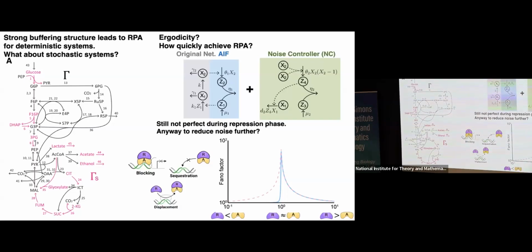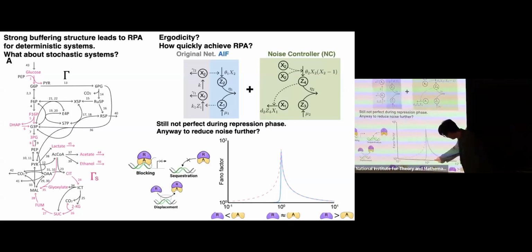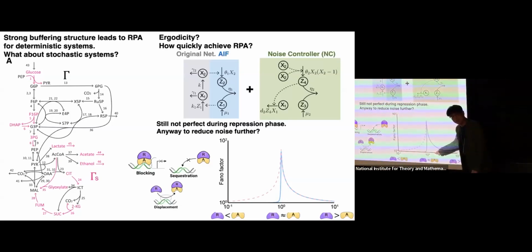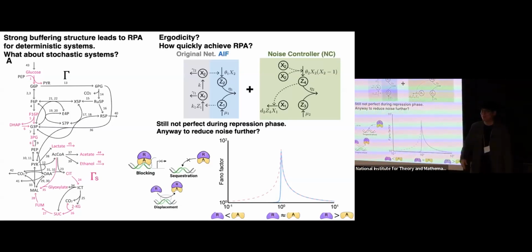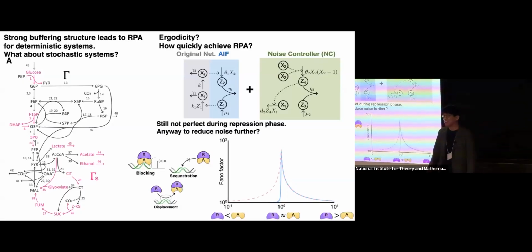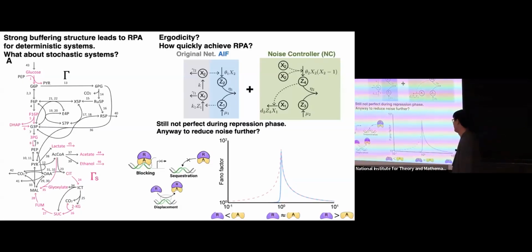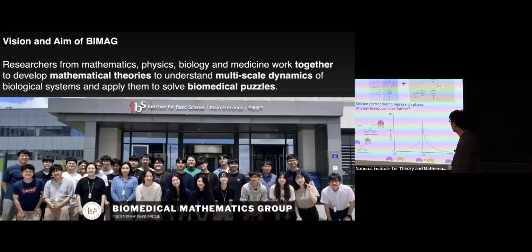And then finally, we still fail to reduce this noise level. So maybe direct repression can be a source for this. Yes, that's another interesting question.